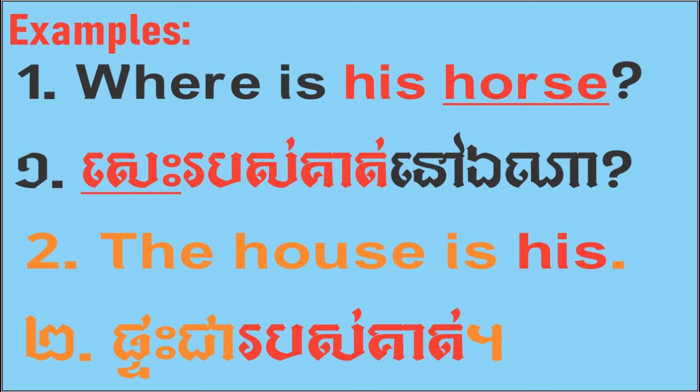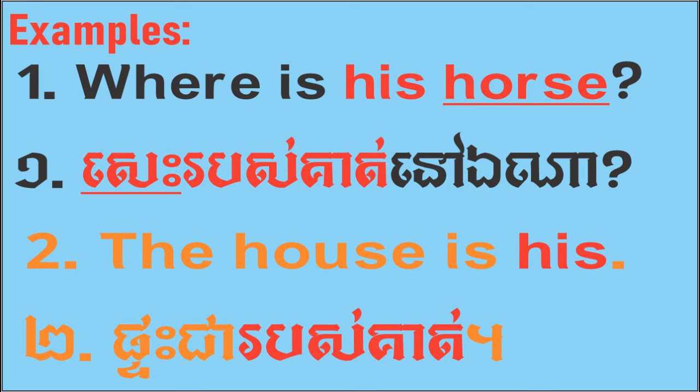Example number 1. Where is his horse? Look at the word his, possessive pronoun that is used in front of a noun. So the word horse, underline, that is a noun. So his is used in front of a noun. That's rule number 1. Rule number 2. His, you don't need to use in front of a noun. You can use it alone. So line 2, the horse is his.